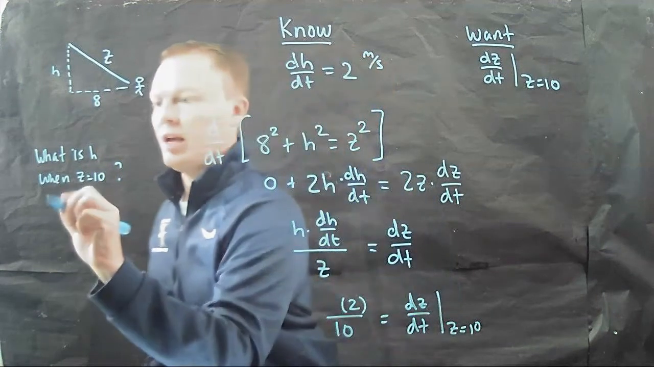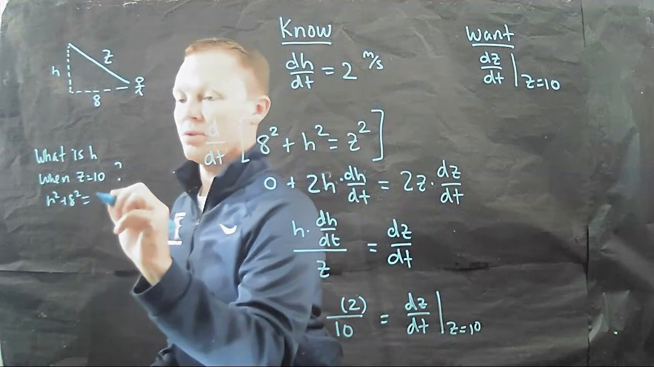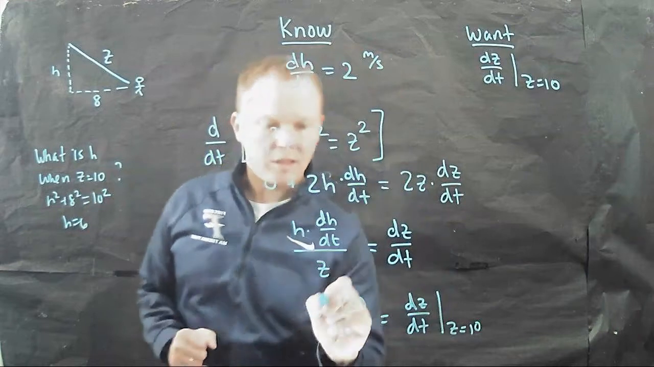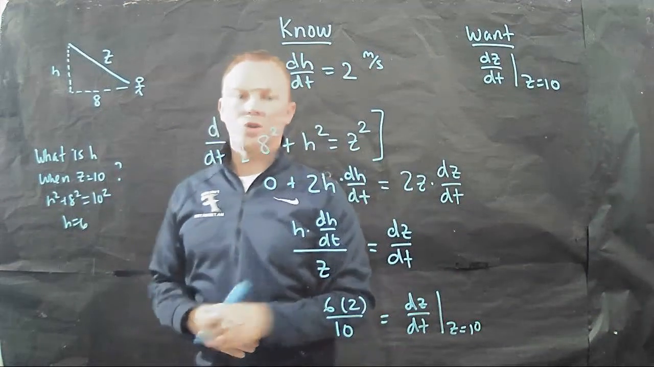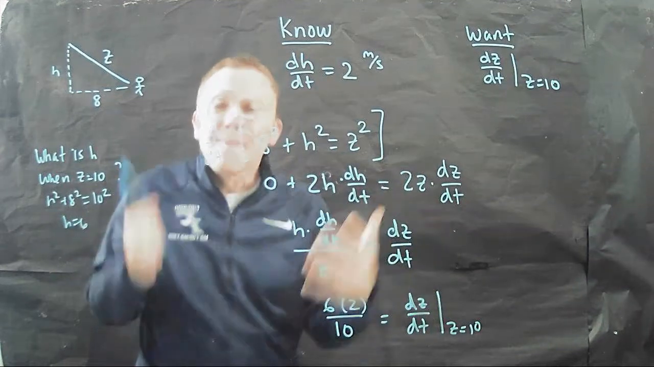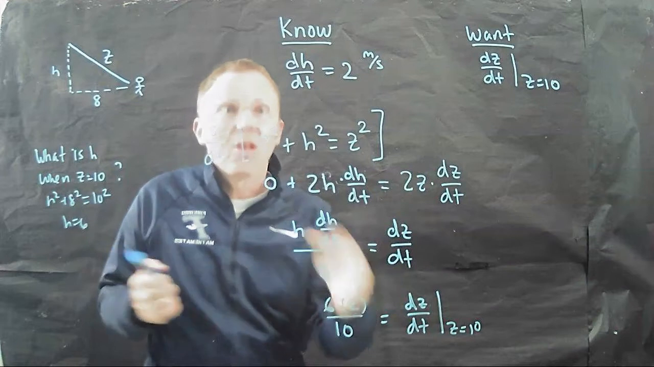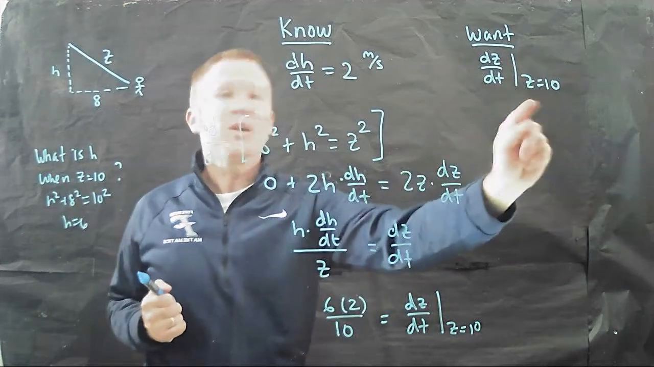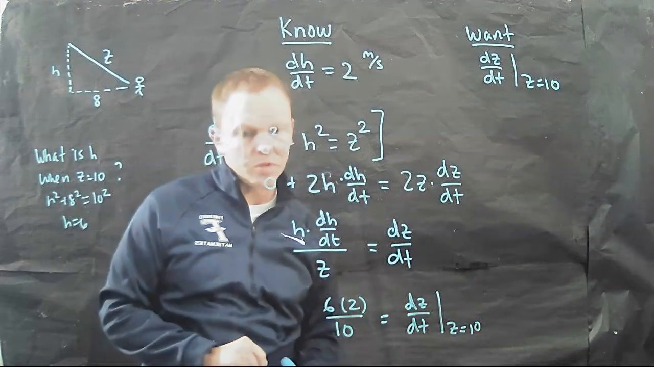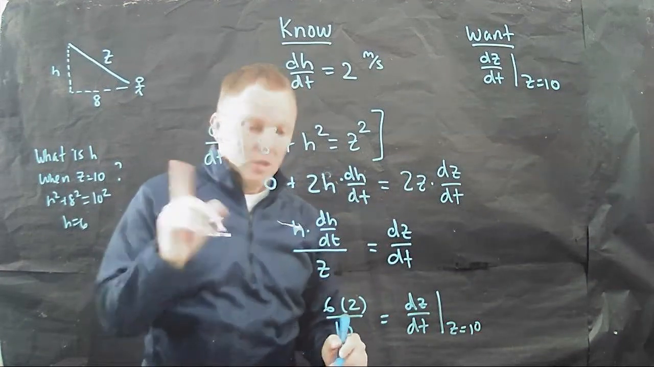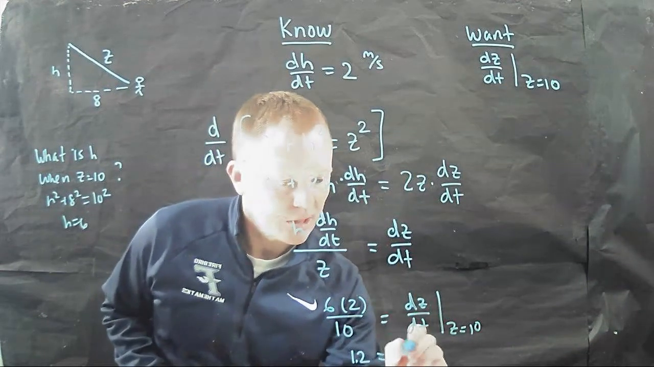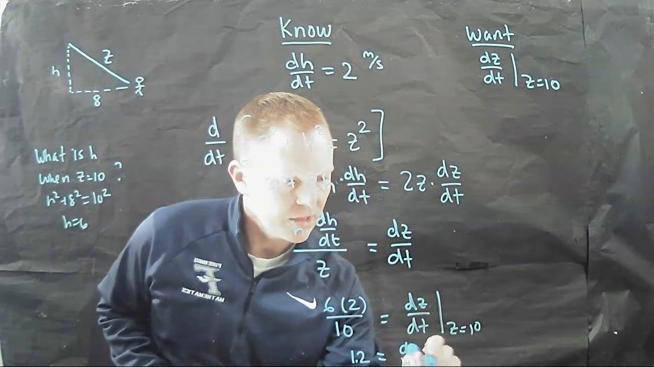So you say, well, 8 squared plus h squared equals 10 squared. And hopefully you're saying, oh, Mr. Minder, that's 6. Yes, it is. It's 6. Okay? So when you solve for the variable that you want, your answer might involve other variables that aren't over here, so you might have to go and figure out what those are. Okay, so we got 6 times 2 is 12, divided by 10, which looks to me like 1.2 is dz dt when z equals 10.